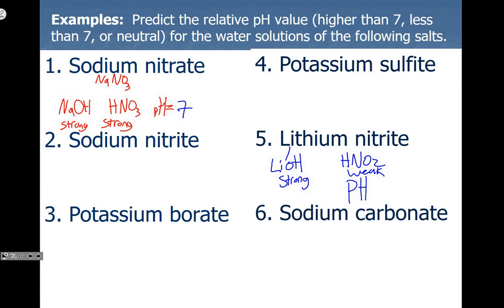So potassium sulfate, you've got strong and weak, so it's going to be what? What we did last time is right here, but you didn't write it down. Okay, so if I've got a strong and a weak, then the strong overrules. So I'm going to have a base solution, which is pH greater than 7.